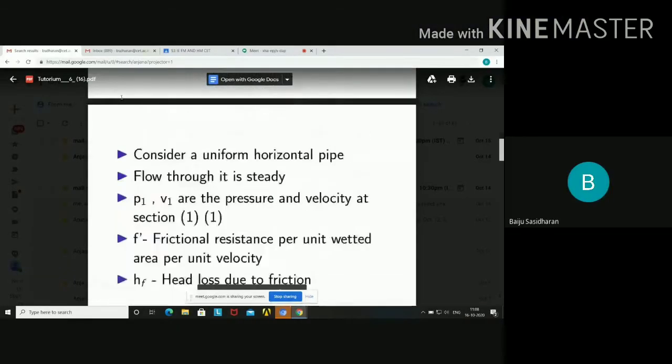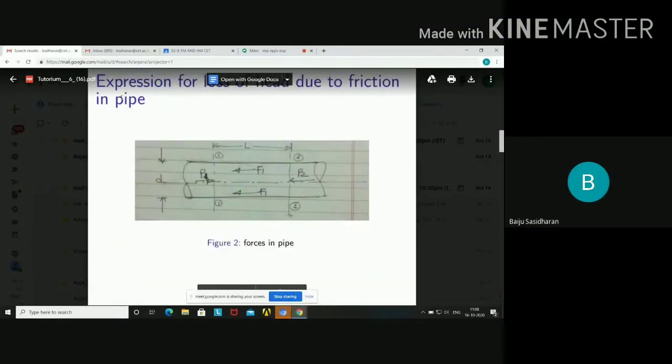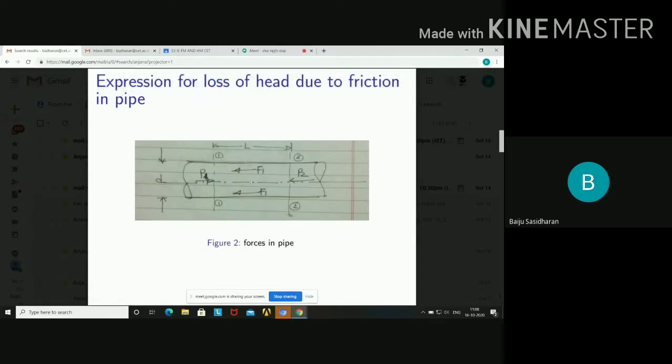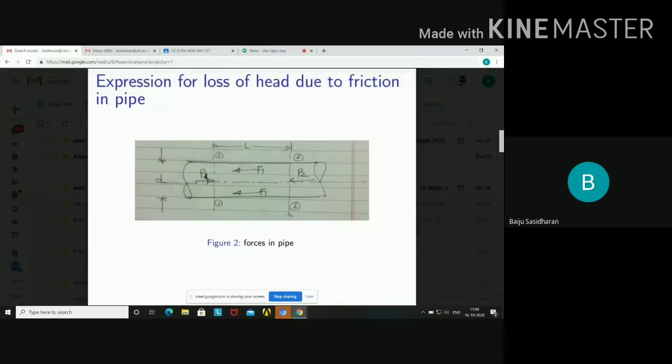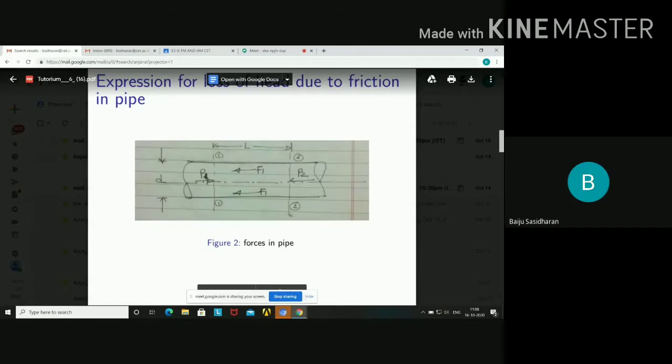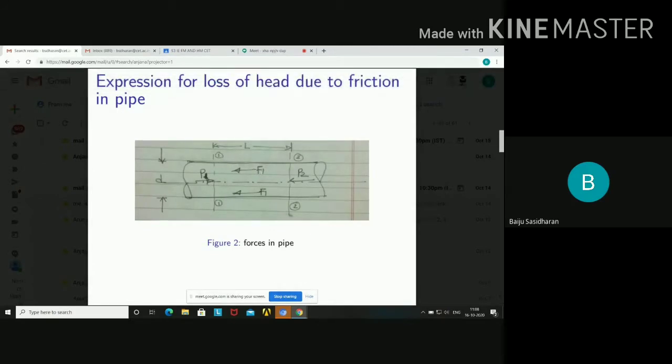Yesterday we studied about the frictional losses in pipe. So we are having a pipe through which there is a flow, and we are considering two sections. Here the pressure is P1, here the pressure is P2, and here the pressure force is P1 into A. Here the force is P2 into A, and F1 is the frictional force, which is in the opposite direction.